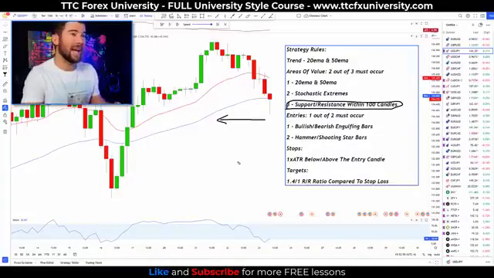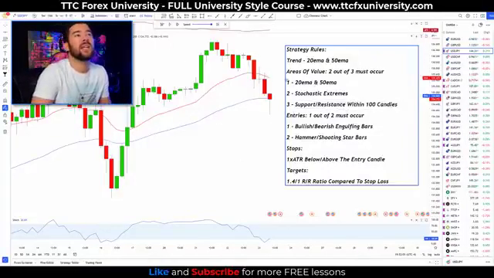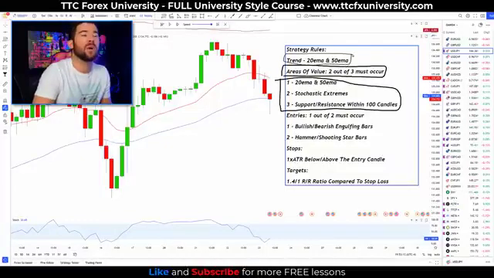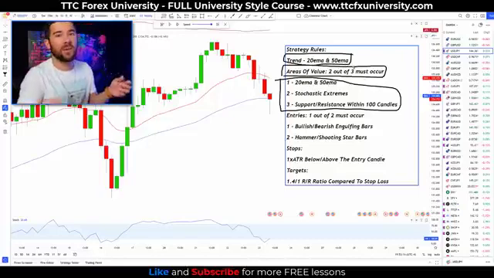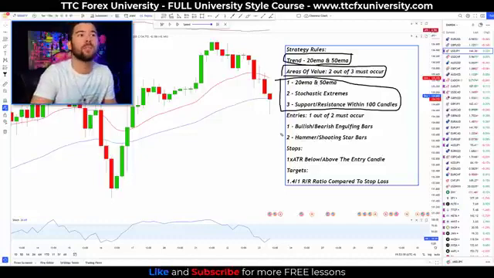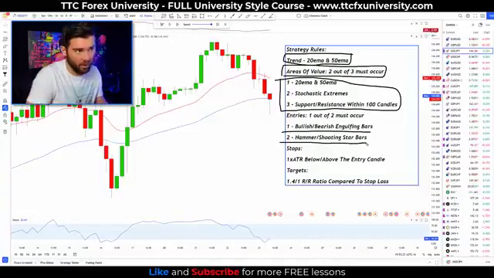Now, if you look beside areas of value, you can see that we need at least 2 out of 3 of these to occur. So we're going to be looking for at least 2 out of 3 of our areas of value to occur, while price is also in trend defined by our 20 and 50 EMA. And then you already know the entries we have, which are the 2 we've discussed throughout the video already, the bullish and bearish engulfing bars, along with the hammer and shooting star bars.